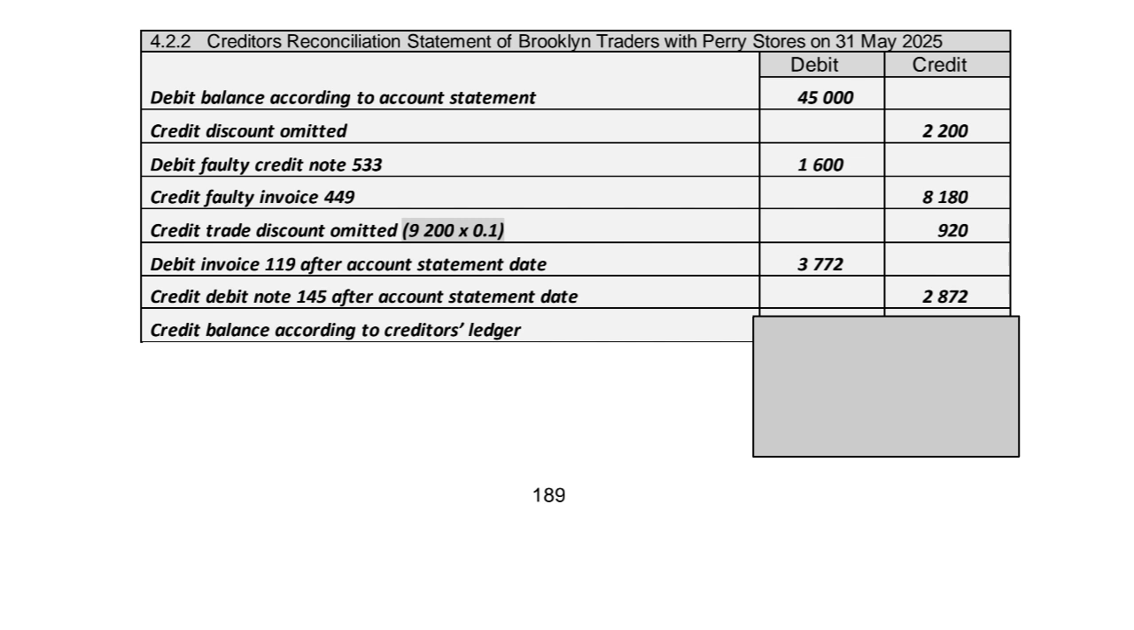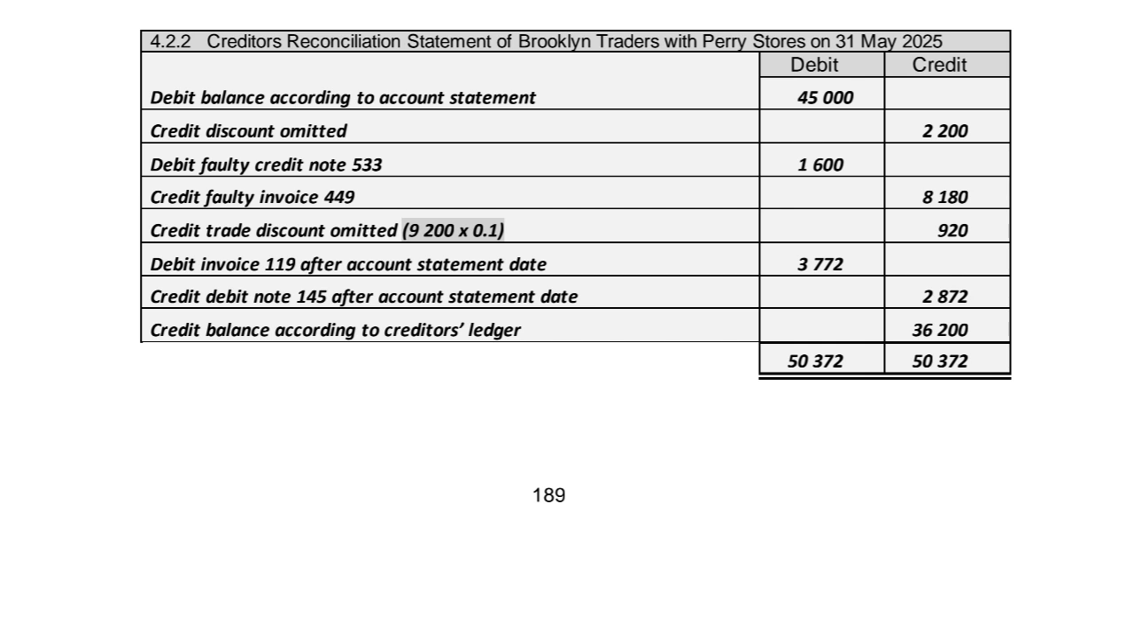Our credit balance according to the creditor's ledger from the previous question was 36,200 Rand in the credit column, and then we have to add the debit and the credit columns, and if it balances, then we know our creditor's reconciliation statement is correct. And if we add up the debit column and the credit column, then we get an amount of 50,372 Rand for the debit and the credit side.